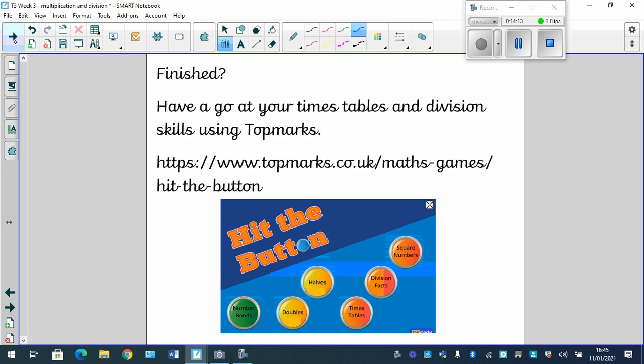If you're finished, go on the internet, sorry, and have a go at Top Marks, have a go at Hit the Button, and see if you can use some of your division facts and your times table skills and play some games.